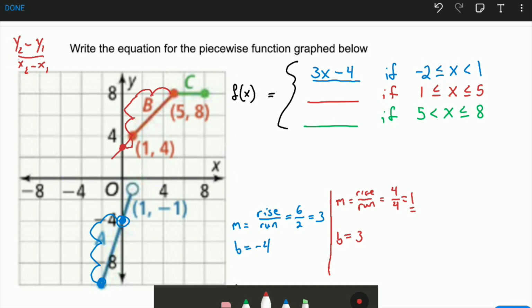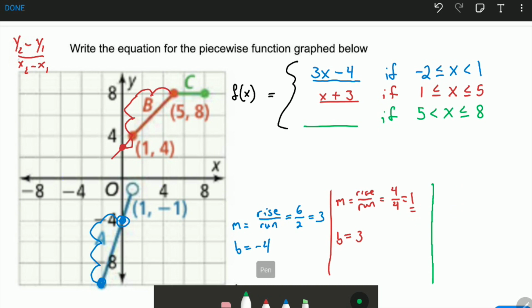Refresh memory on that. But now that we have both pieces that we need for the equation, we just have to fill it out. So y equals mx plus b. So y equals 1x plus b, or plus 3. And remember, 1x is the same thing as x, so we don't actually need that there.